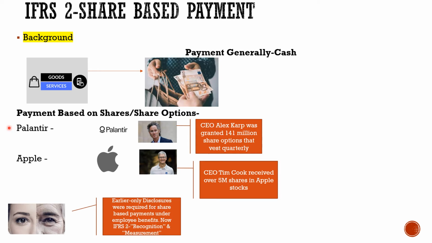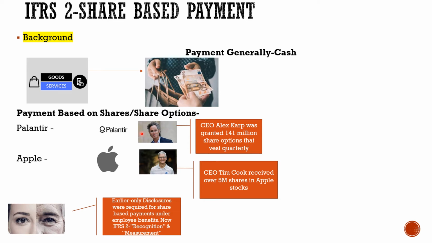Let's take two recent examples. The first example is of a tech company called Palantir, which builds software that empowers organizations to effectively integrate their data, decisions, and operations. Now, the person you see on the slide, Alex Karp, is the CEO of Palantir. And he was granted 141 million share options that vest quarterly. And this was in 2020, before his company went public.